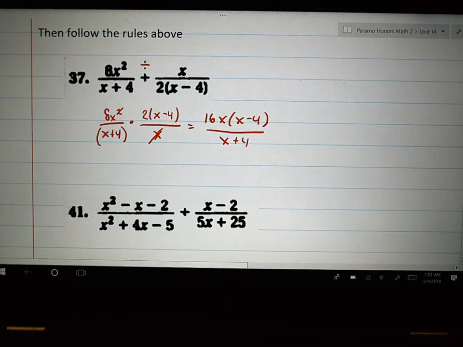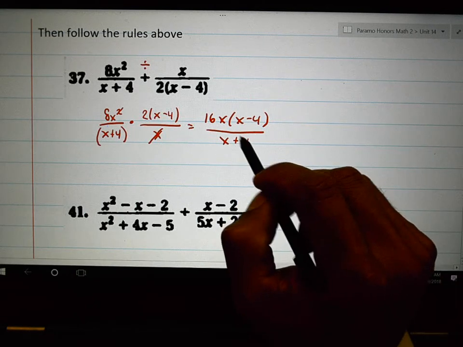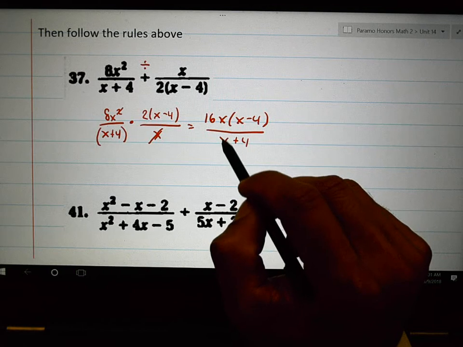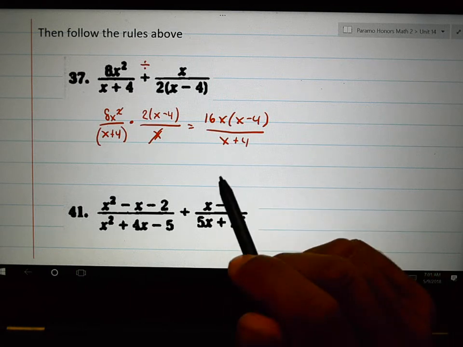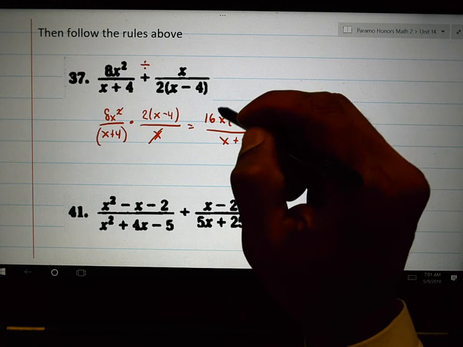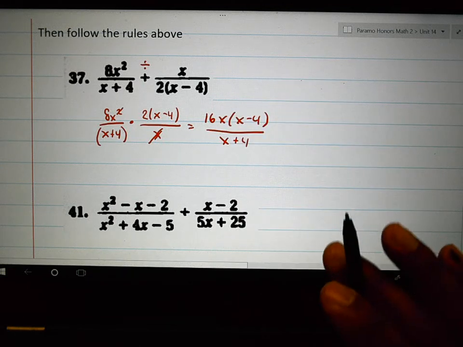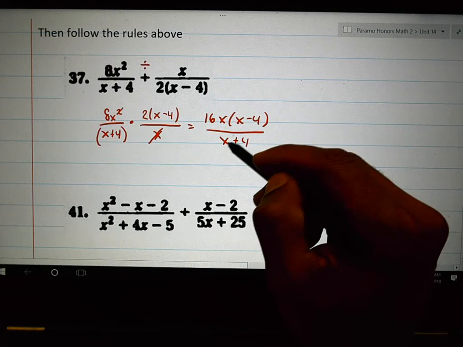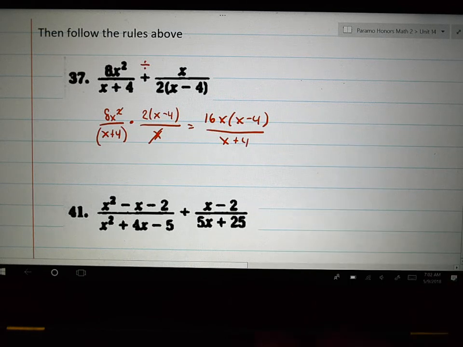Now, whether you know this or not, this is in a relationship with that. I cannot reduce these two things. And even if I were to FOIL this in, it's still not going to reduce, because this can't reduce with that. It's not the same sign, or it's not the same group of multiplication. This is your final answer for number 37.